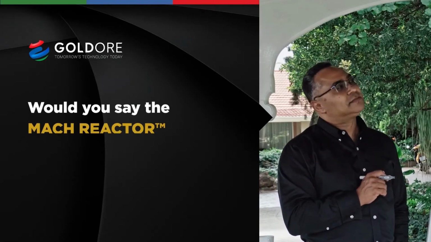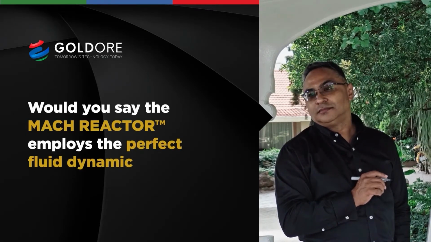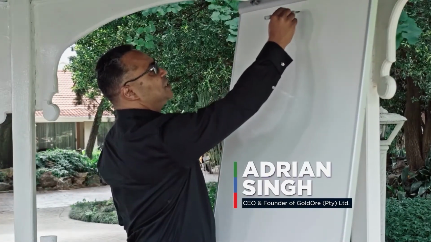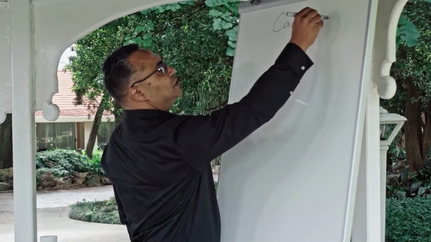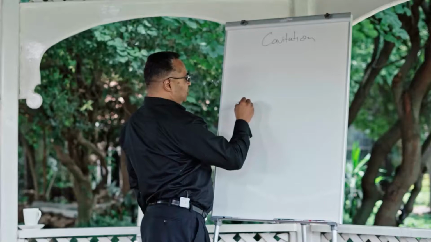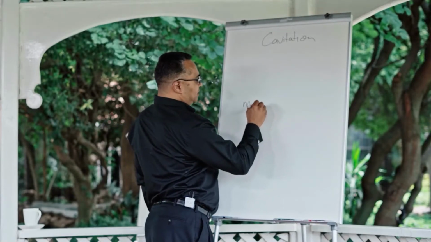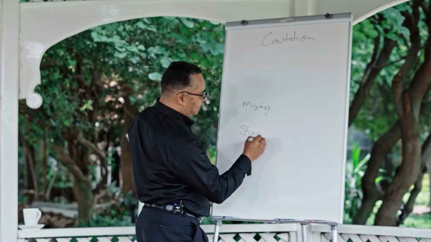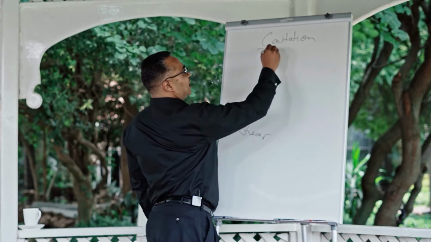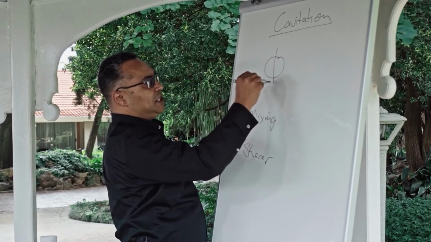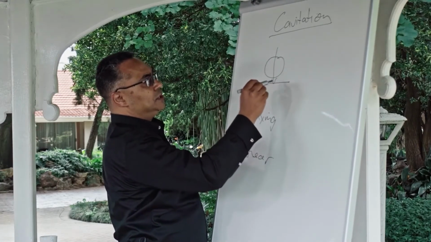Would you say the MACH reactor employs the perfect fluid dynamic mechanism? The MACH reactor employs the mechanism of cavitation. And there's a good reason why it does that, as opposed to just targeting mixing, or as opposed to just targeting shear. And why we target cavitation in the MACH is the energy release when a cavitation bubble implodes or splits.